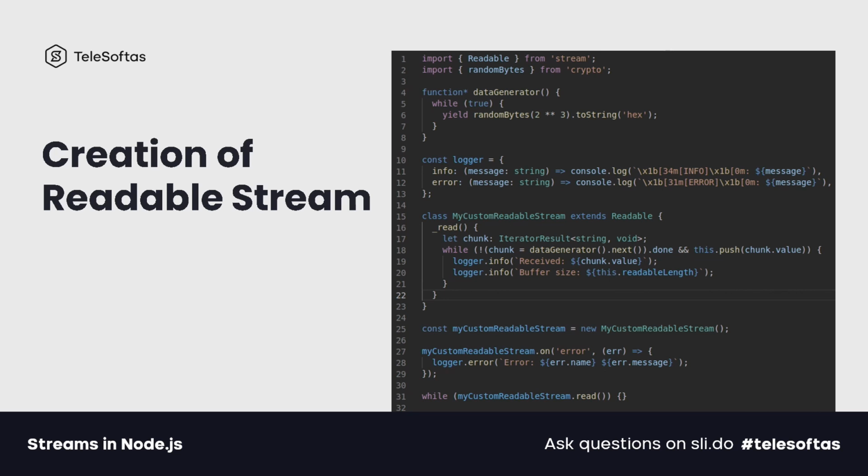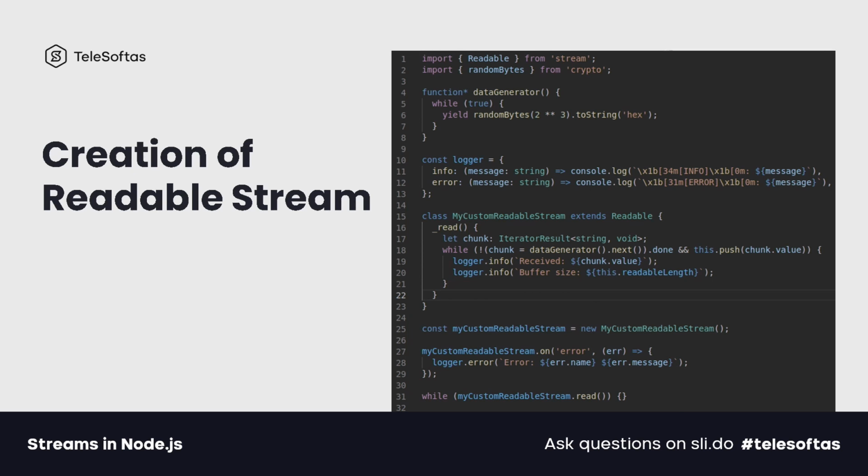Moving further, we have a simple logger. You will see this logger in other slides as well. It just takes a message and console logs with a prefix in case of info and with a prefix in red in case of error. So let's move on to the stream itself.